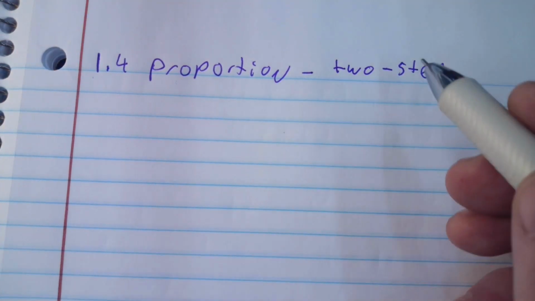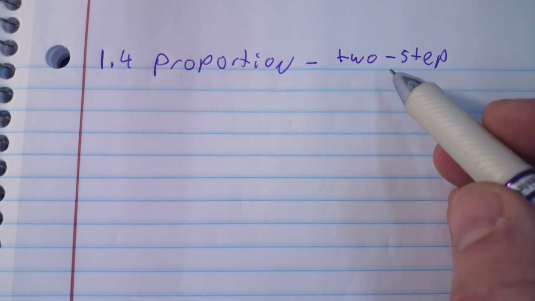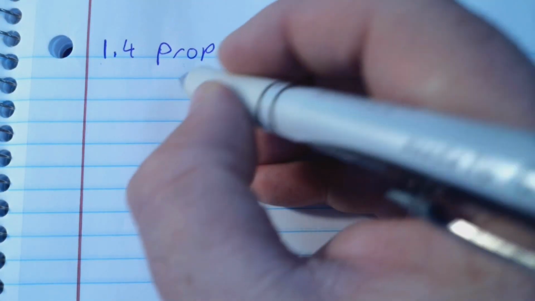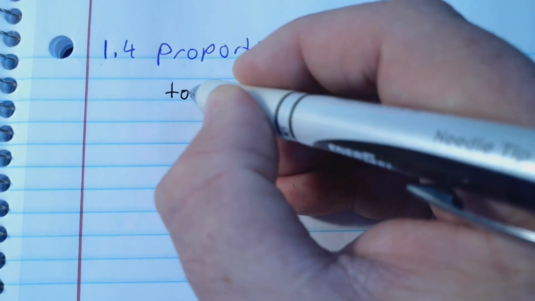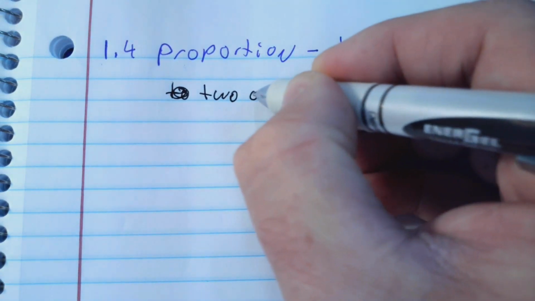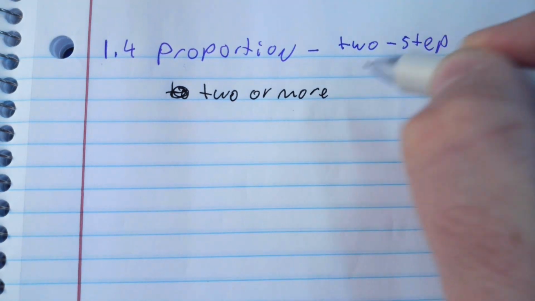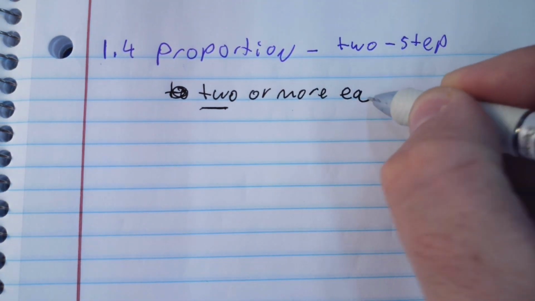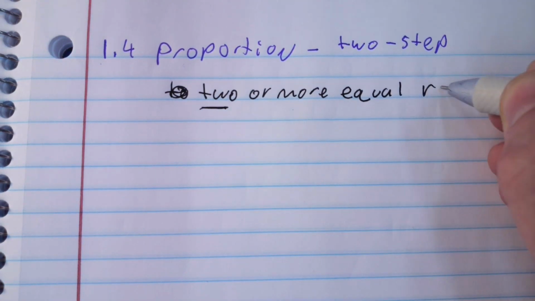All right, 1.4 proportions. This is also a two-step problem. Okay, what a proportion is, it is two or more, for our purposes, it's going to be two equal ratios.